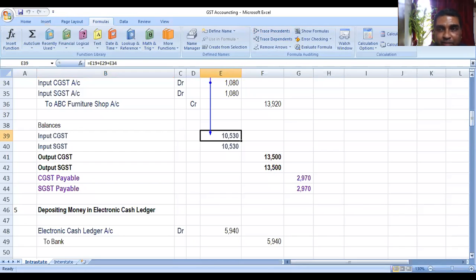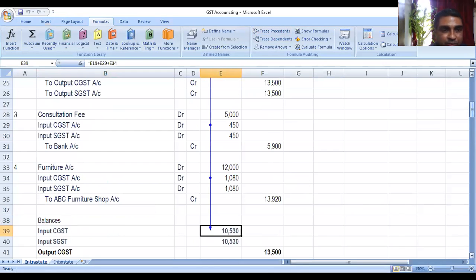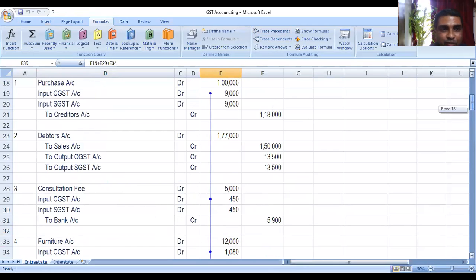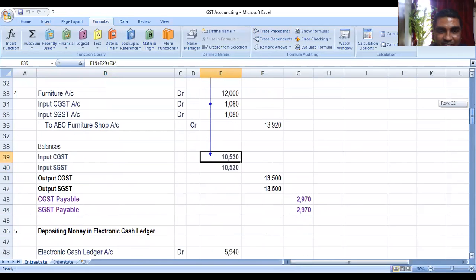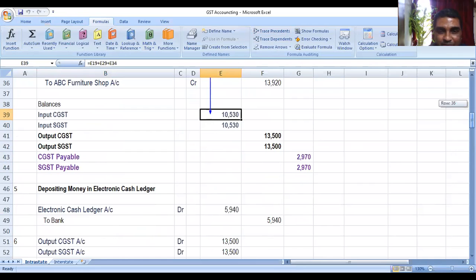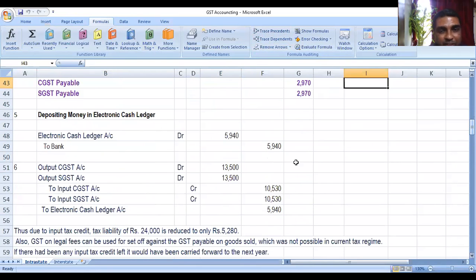So where have they come from? One is from furniture, one is from consultancy fee, and one amount is coming from CGST purchase. Okay, all three things are there. Understood this? Now, money has to be deposited in the electronic cash ledger. Then finally it has to be settled.